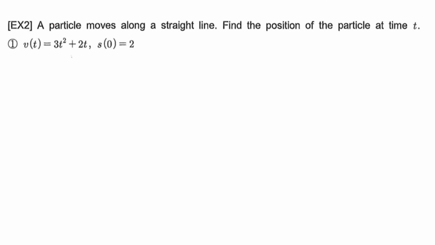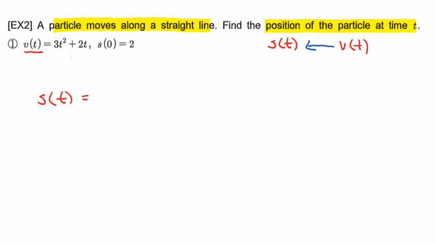For example number 2, the particle moves along a straight line. Find the position of the particle at time t. If I want to find the position, I need to find s of t. There are a few ways you can do this, but the problem gives me a velocity function. If I want to go back to my position function, I need to find the antiderivative. So s of t is equal to the antiderivative of v of t dt. That's my strategy. I want to find the antiderivative of my velocity function, and that will take me back to my position function.